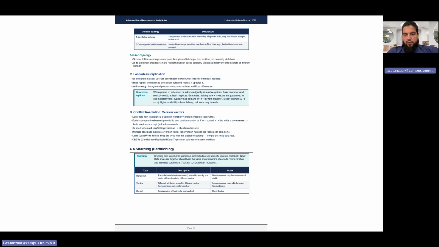Another solution is for multiple replicas to maintain a version vector. So one version number per replica per data item. So we are keeping one version number, but per replica per data item. This is exactly the part of the version vectors, the multiple replica idea. And we have another solution for conflict resolution called last write wins. Last write wins we also discussed, if I'm not wrong, somewhere above.